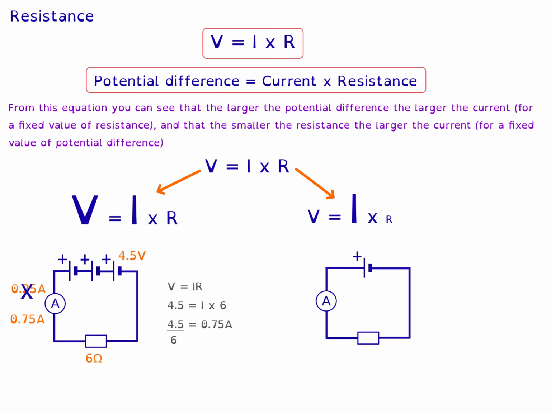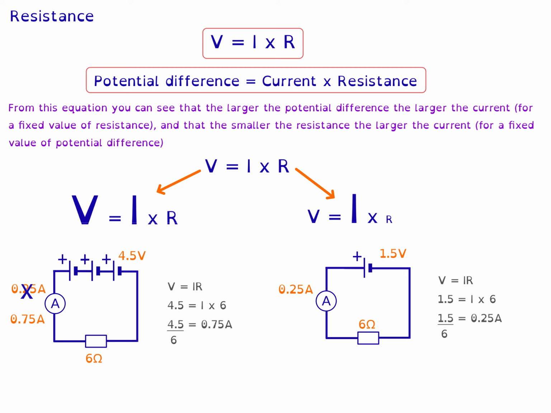In this next circuit, we're going to keep the potential difference from the cell the same, but we're going to alter the resistance. First of all, we're going to start with a resistance of 6. So as before, we have 1.5 volts equals I times our resistance, which is 6 ohms. If we rearrange this to get the current, we get 1.5 divided by 6, which gives us a current of 0.25 amps.